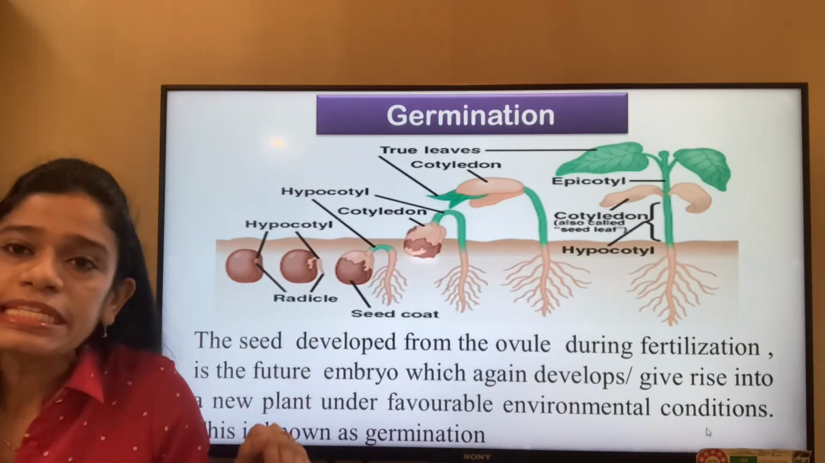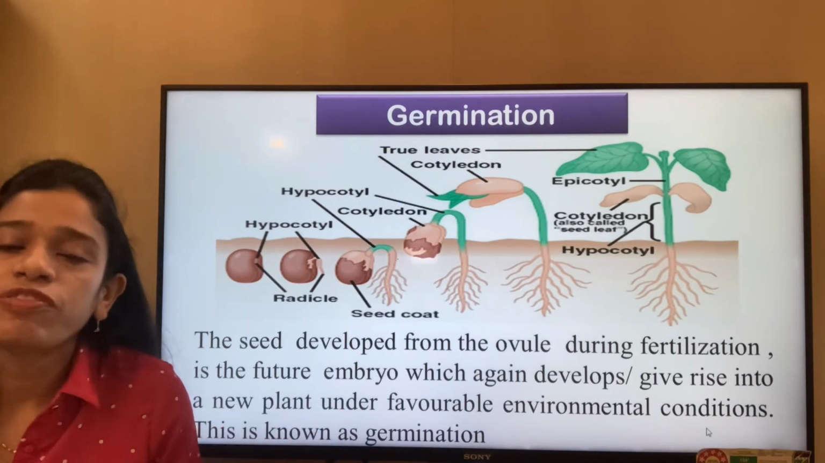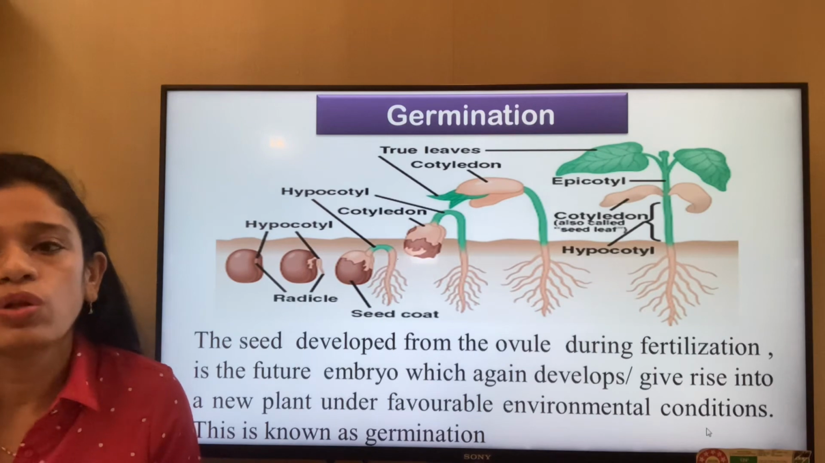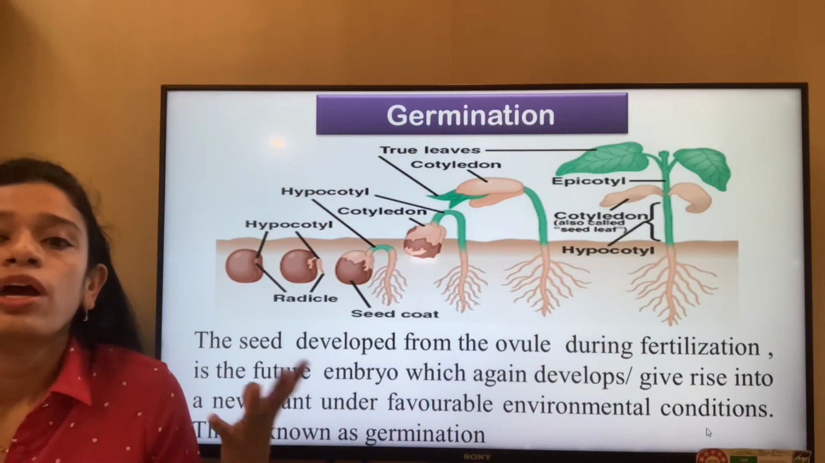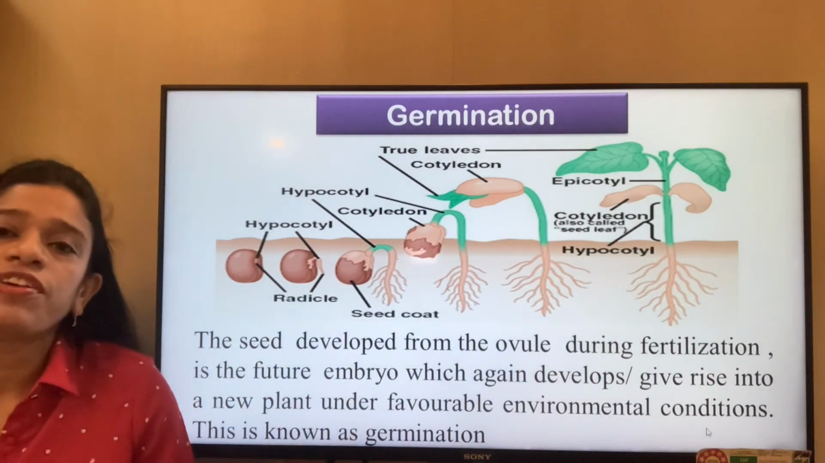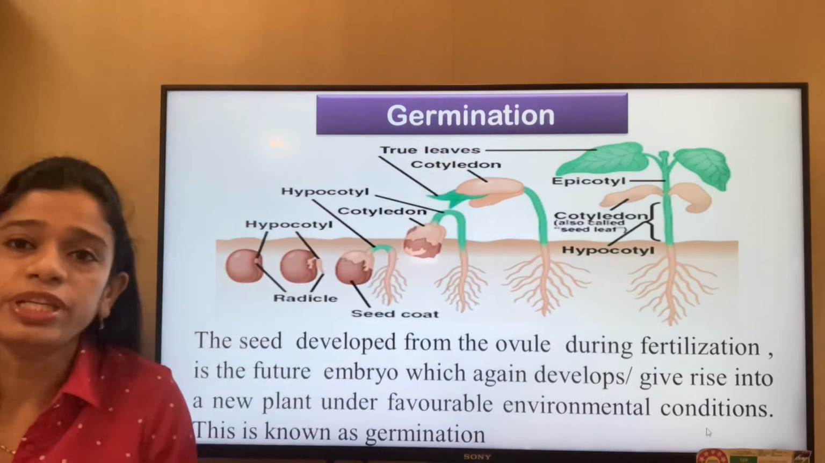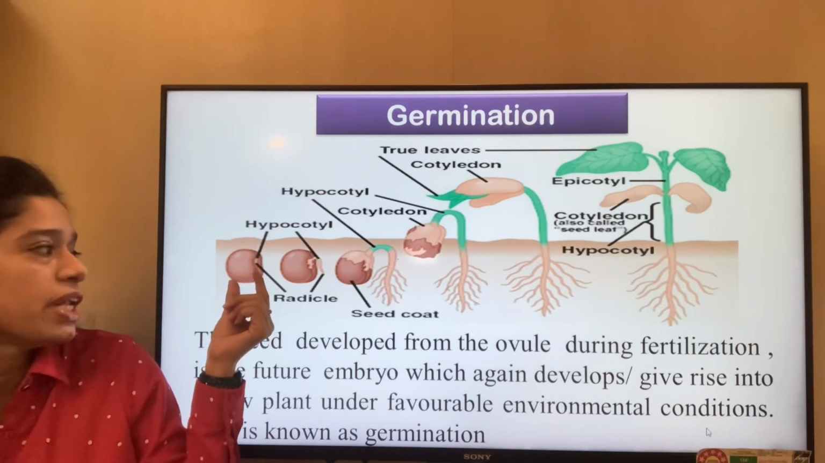Then when these seeds form from the ovule, under favorable environmental conditions these seeds germinate, or they give rise to a new plant, and this process of giving rise to a new plant under favorable conditions is known as germination.